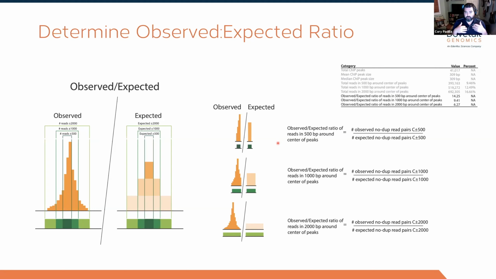And that's very typical of any ChIP-seq experiment. As you broaden your window, you start accumulating fewer and fewer reads, and we just want to make sure that our data are following that same assumption.